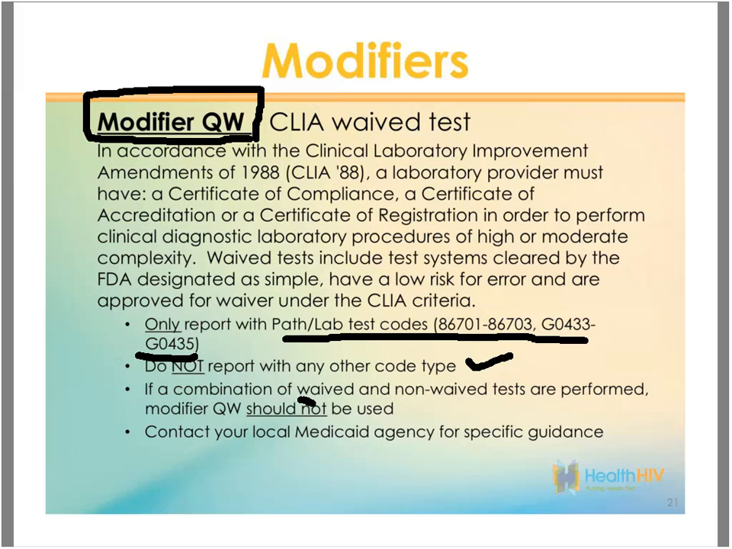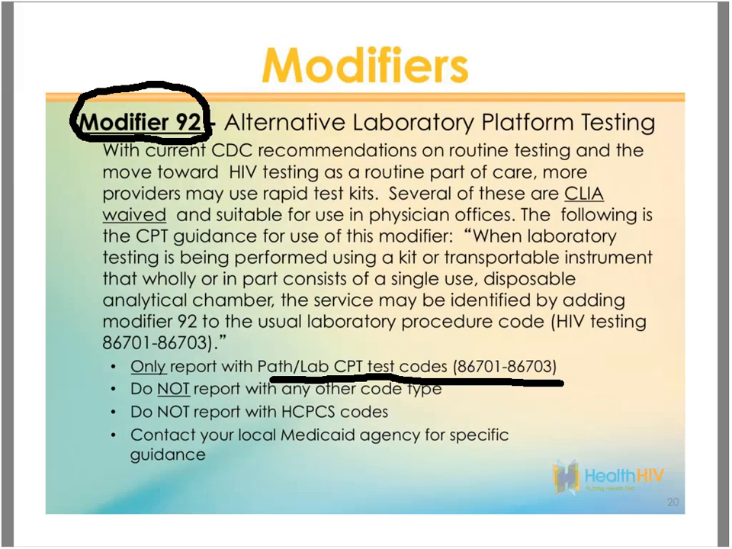And if you go on the FDA's website, you can get a very comprehensive list of all of the CLIA-waived tests, so you'll know which ones are appropriate with modifier QW. You should contact your local Medicaid agency to find out if you should be utilizing modifier QW or if you should be utilizing modifier 92, because again, it varies from state to state.